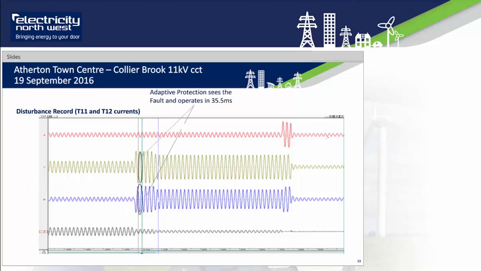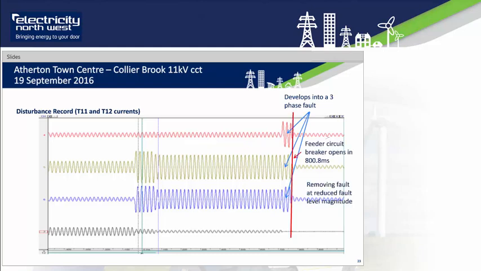The adaptive protection again sees a fault and operates in 35 milliseconds. And the adaptive protection circuit breaker operates in 100 milliseconds. And again, we have a fault level magnitude reduction. Later, as the fault develops, it goes into a three-phase fault. And then the feeder circuit breaker again opens in 800 milliseconds, reducing the fault level.